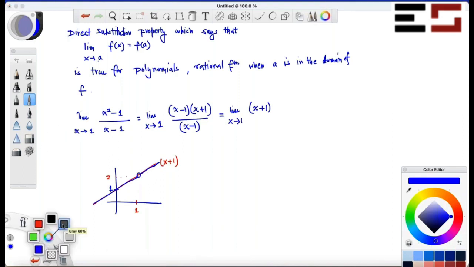Now what I can do is use the direct substitution property on this because it's a linear function, so it's a polynomial. I can just substitute 1 here and I'll get 2. So that's the limit. Since the behavior of this particular function is the same as the behavior of this particular function except at 1, the limit will coincide. I mean, it's going to be the same limit. So this particular function and this particular function have the same limit.